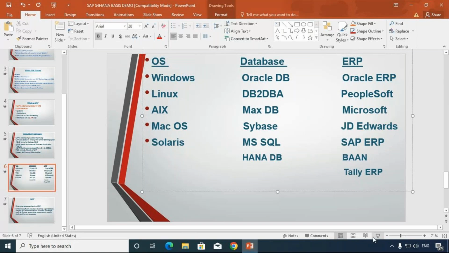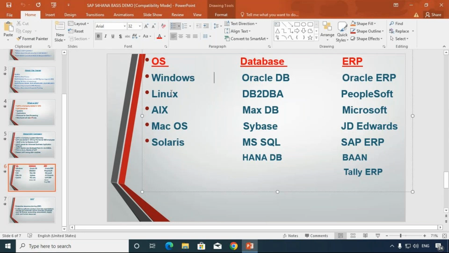So we have different ERP companies. We observe here we have different operating systems available in the market, and different databases are also available. Windows is one of the operating systems, Linux, AIX, Mac OS, Solaris, Ubuntu. These are some of the operating systems available in the market.